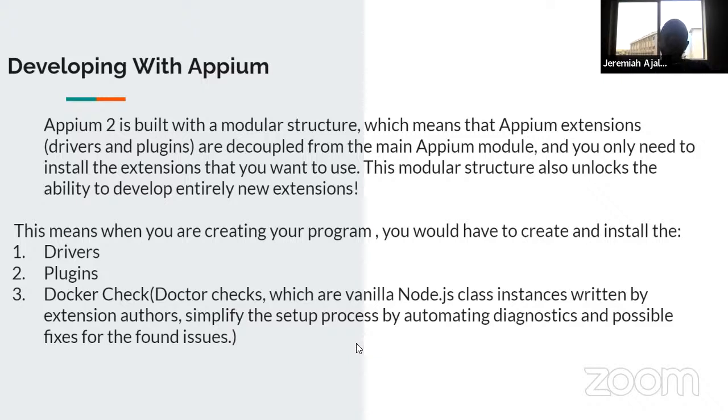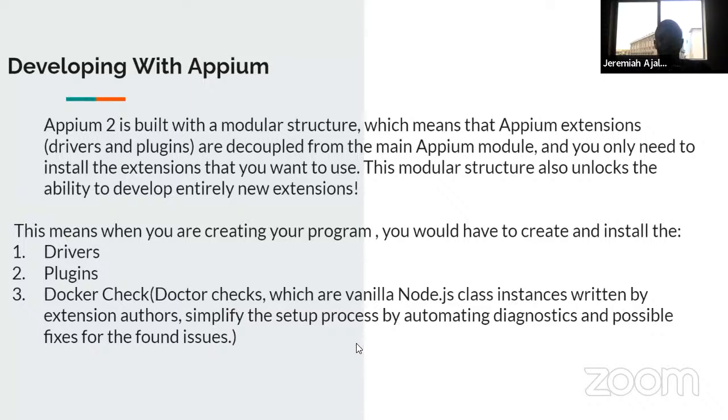From there, you try to extract the files you want. You can see which extensions come from the main APM module, and you only need to install the extensions that you want to use. The modular structure also unlocks the ability to develop entirely new extensions. That means whatever you want to work with, let's say drivers, you extract the drivers code and drivers files, and you work with that. So you have the drivers, you have the plugins, and Doctor checks.